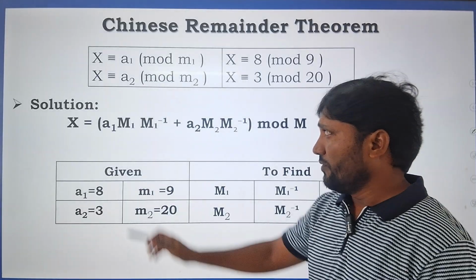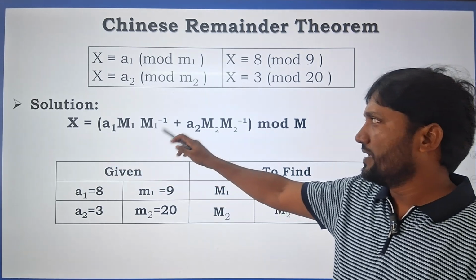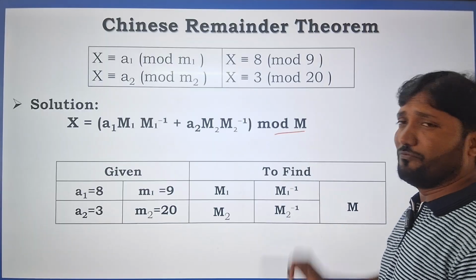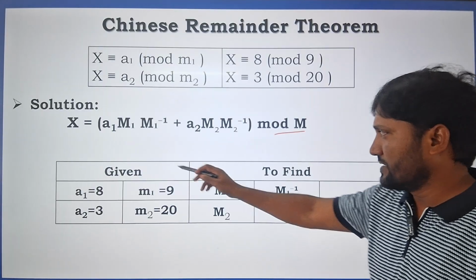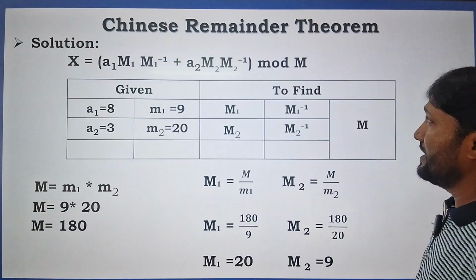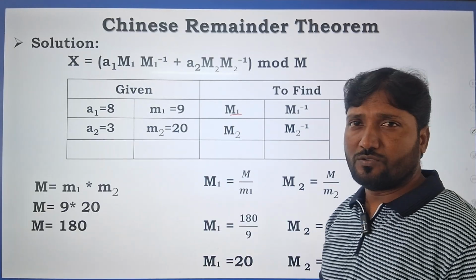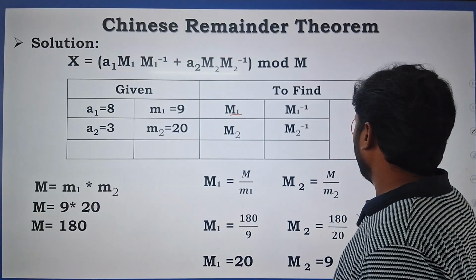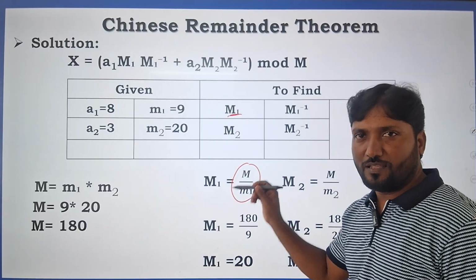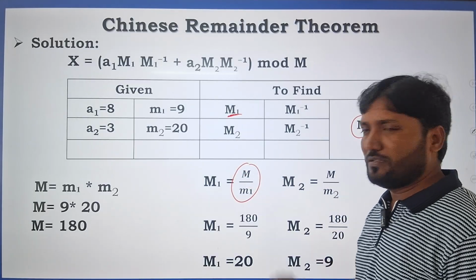What is the unique solution here? x equals a1 M1 M1 inverse plus a2 M2 M2 inverse, mod capital M. These are the given values and these are the values we need to find out. Next, we need to calculate M1. To calculate the capital M1 we have one formula: capital M by small m1.